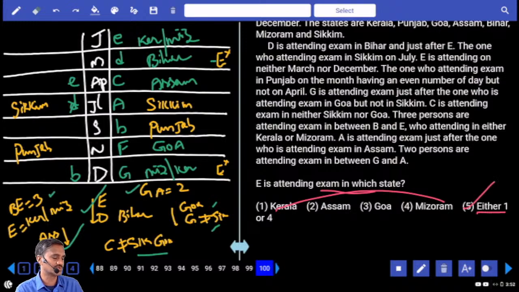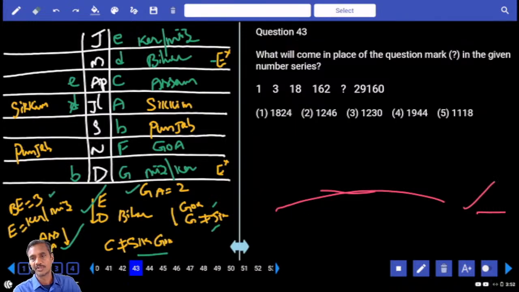Number series left out. Question numbers please. 40, 43. Now this is question number 43. Now 138, 18 and 162. How much upon 18 and 162?